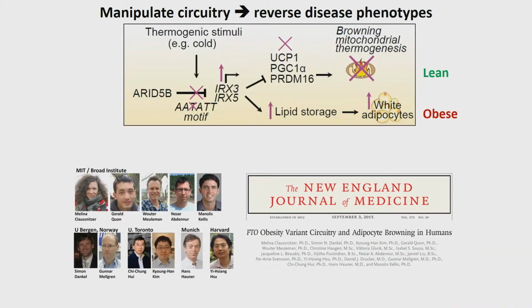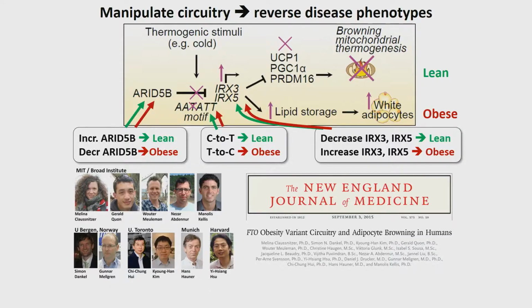In the case of FTO, this was transformative. It basically told us that the gene itself that the genetic variants are sitting in does not have any role in obesity. Instead, the true targets are IRX3 and IRX5 that you see in this slide. These genes were previously unrelated to obesity. We found out that they are the master regulators of a metabolic switch that switches your fat cells from storing energy into white fat cells into lipids, or burning energy into beige and brown fat cells into calories being burned out as heat and dissipated away.